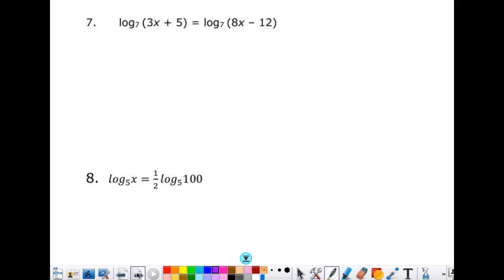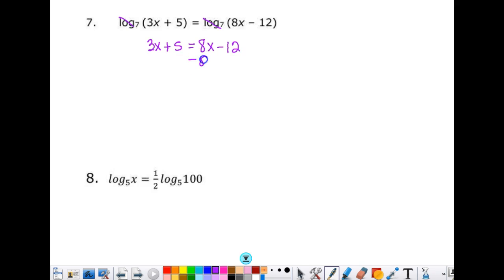Okay. Then number 7, so I look at it. I look to see where are my logs. Do I have logs on one side or do I have logs on both sides? I have logs on both sides. So after I clean up, I'm going to get rid of the logs on both sides. You have to kind of remind yourself of the rules every time. I don't have any cleaning up. I don't have any numbers here or here that I need to put back as exponents. So now I just have 3x plus 5 equals 8x minus 12. And we just solve it, okay?